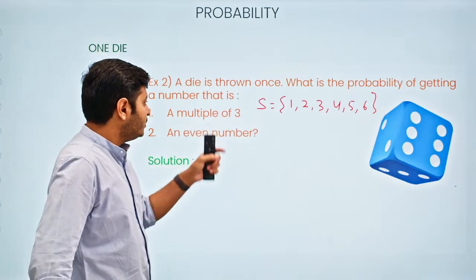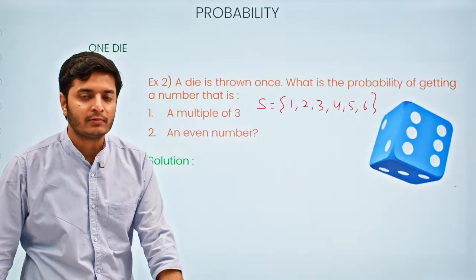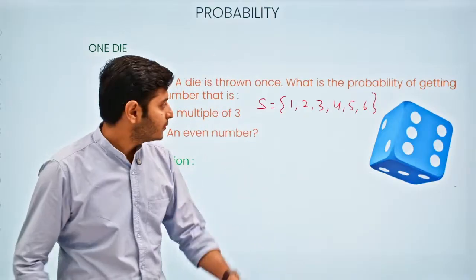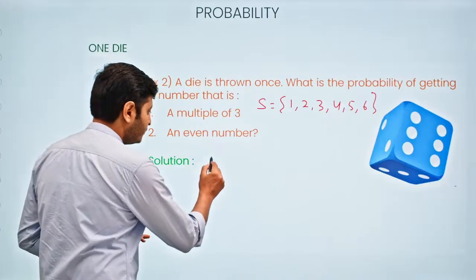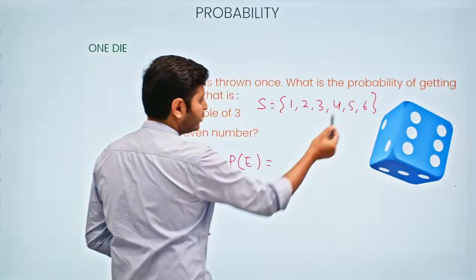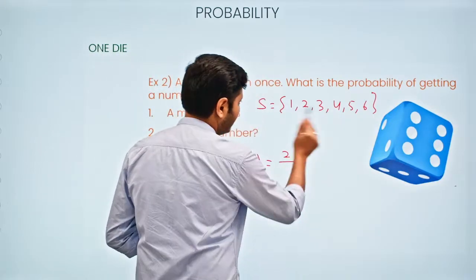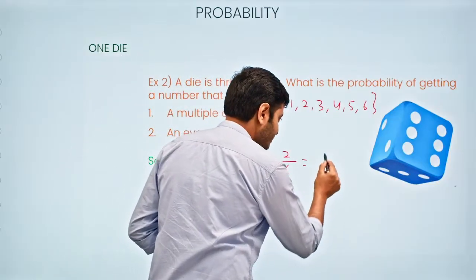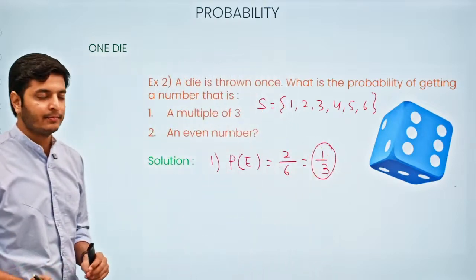In the first part, we need to find the multiple of 3. What is the probability of us getting a multiple of 3? How many numbers here are multiples of 3? 3 itself and 6, only 2 values. So for the first part, the probability of this event is total number of favorable outcomes 2 divided by total number of outcomes 6. Again, we can simplify this further. So 1 by 3 is our answer.